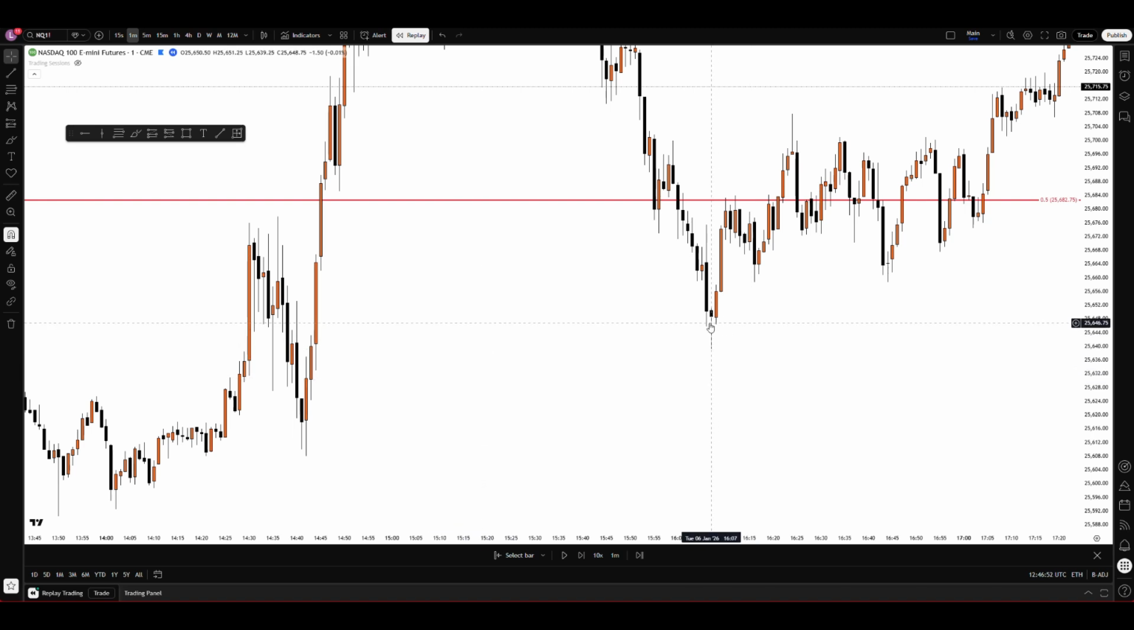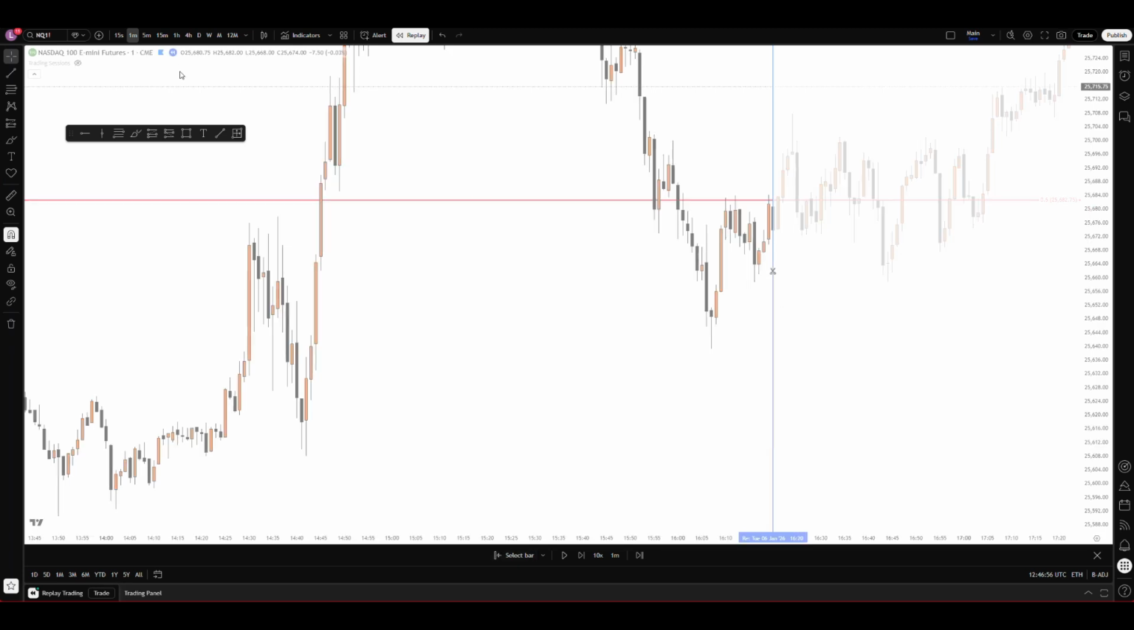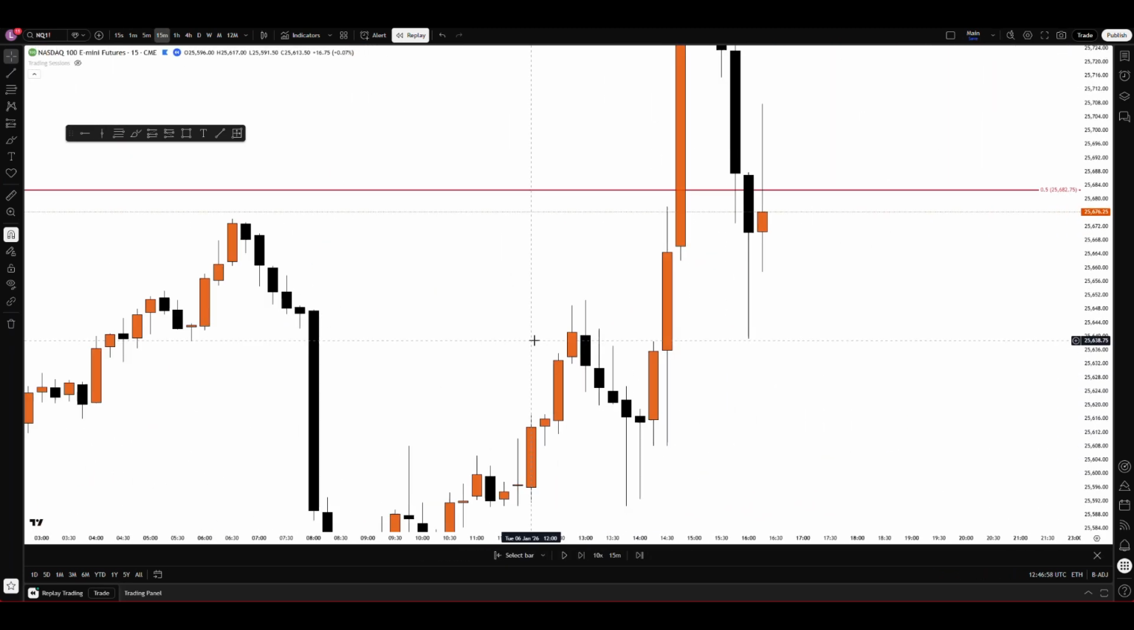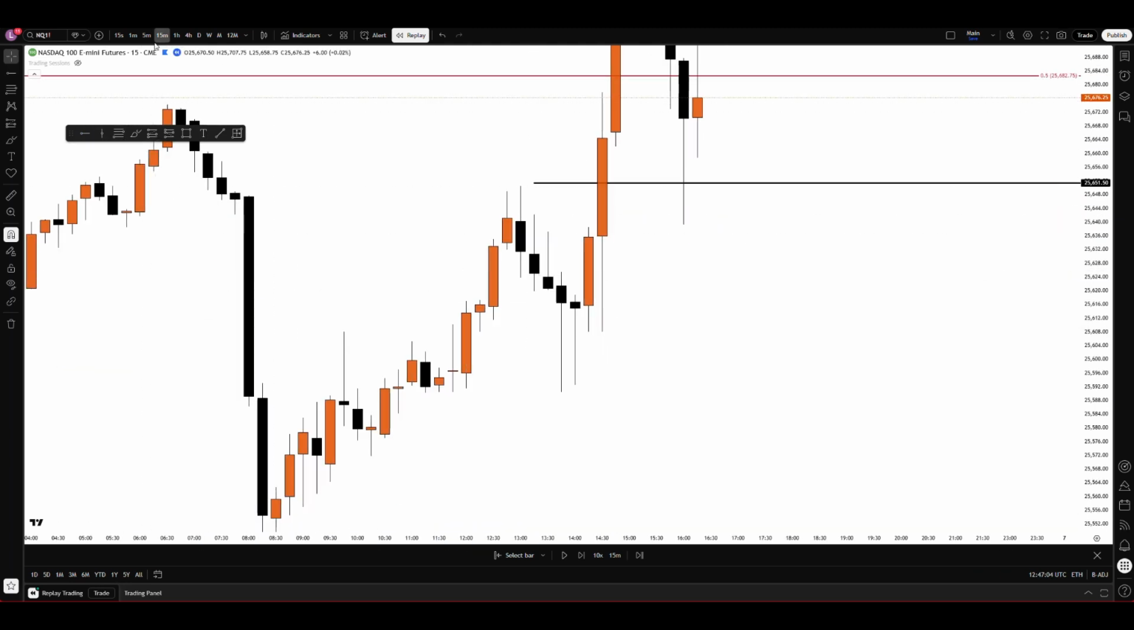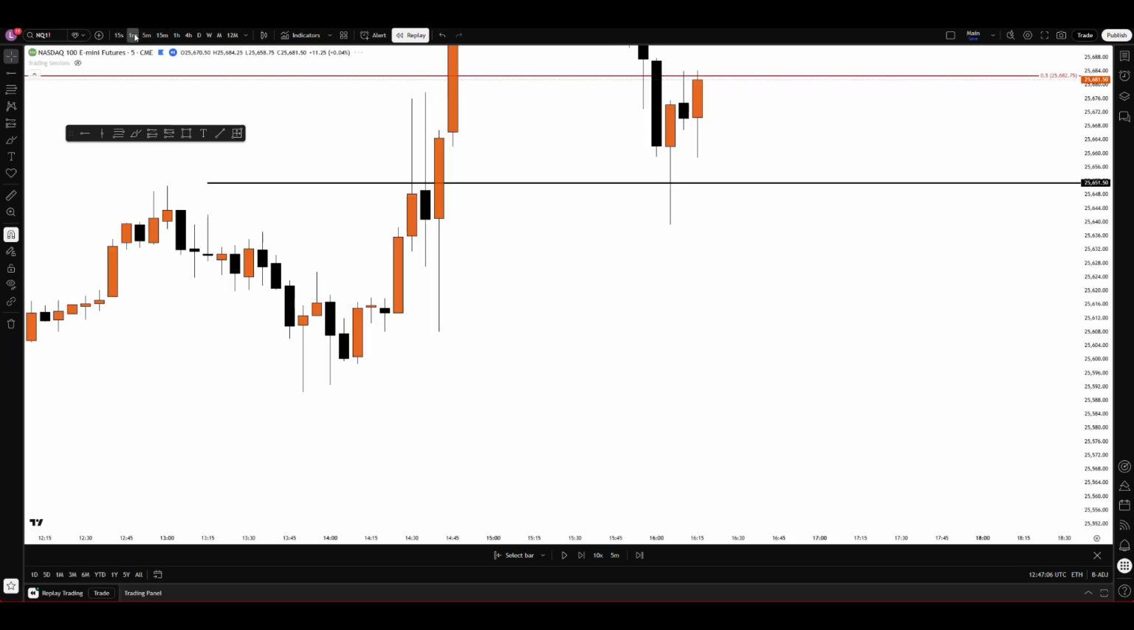Most likely, if this tested into anything, I can actually just move the chart back 15-minute time frame. Do we have a high here on the 5-minute?